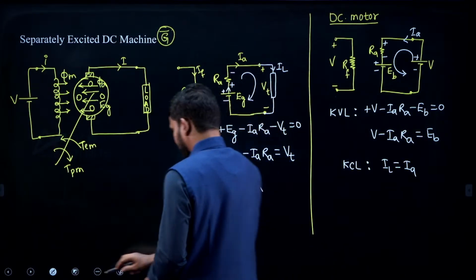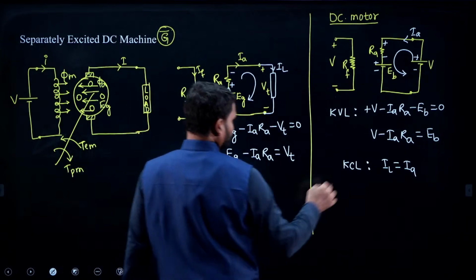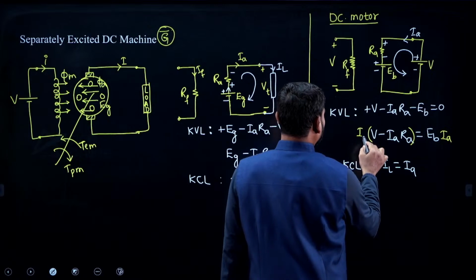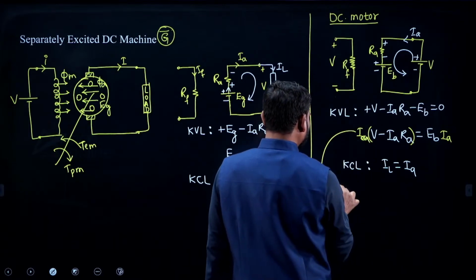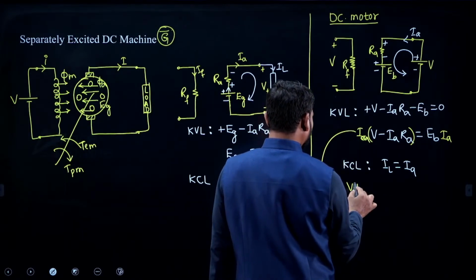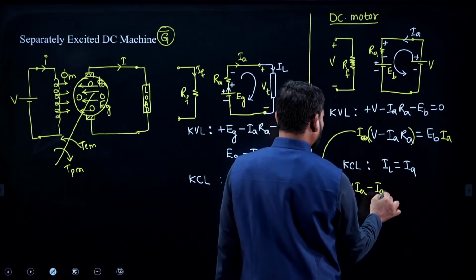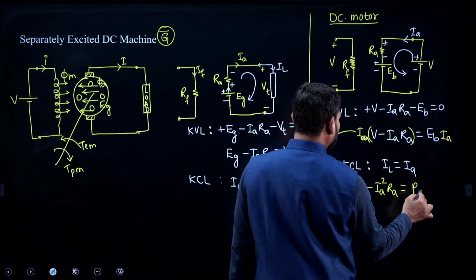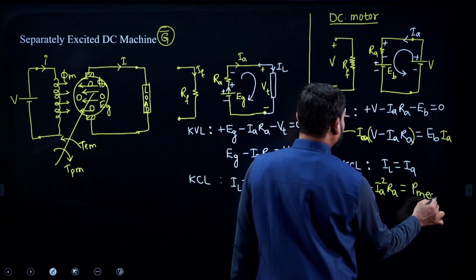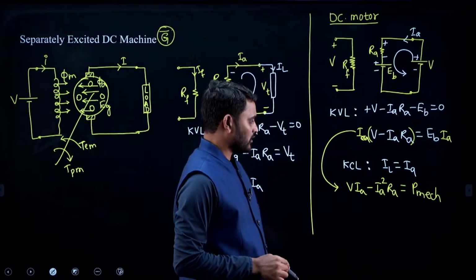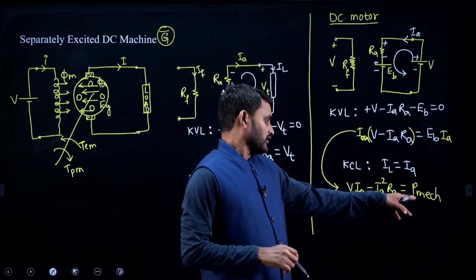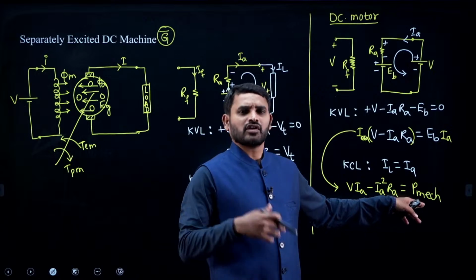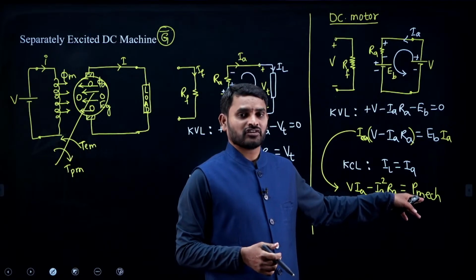If you multiply this equation on both the sides with armature current, I can rewrite this equation as V into IA minus IA square into RA is equal to EB into IA, which is called the mechanical power developed by the motor. Okay. Now, they will ask you, when will you get maximum mechanical power, or what is the condition for maximum mechanical power developed by the motor?